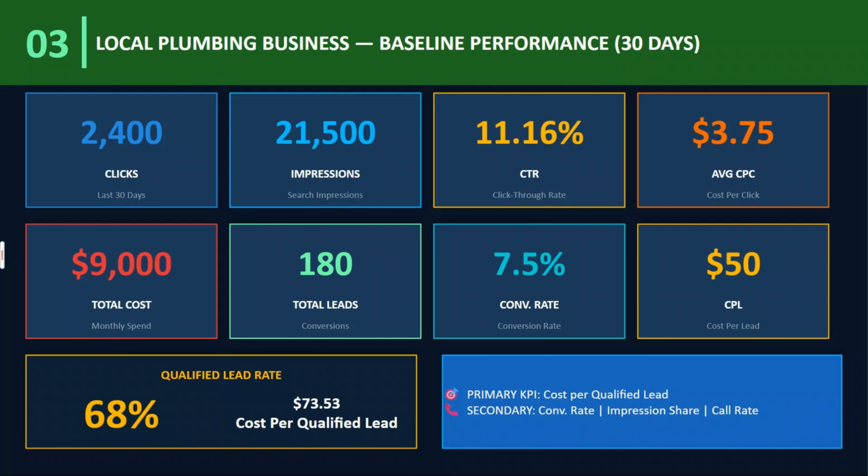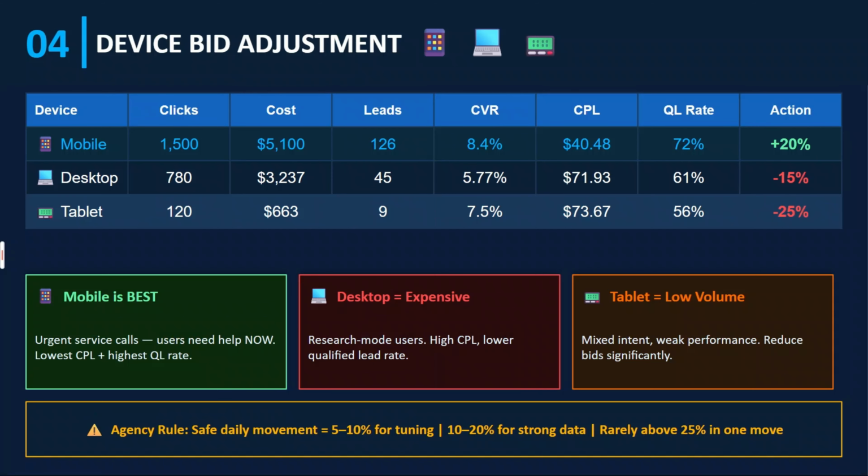These are the numbers we want to improve with bid adjustment. Specifically, we want to bring that cost per qualified lead down. Let us start with device bid adjustment. This is one of the easiest wins for local service businesses. Look at the table.